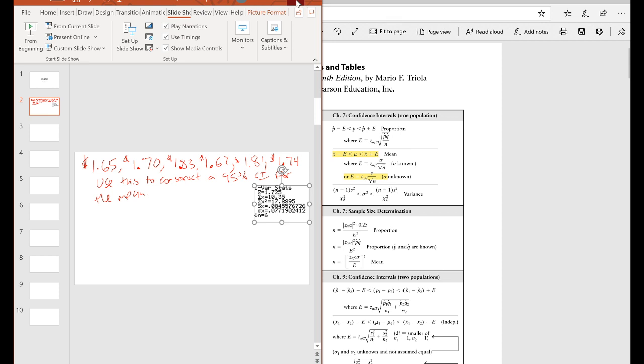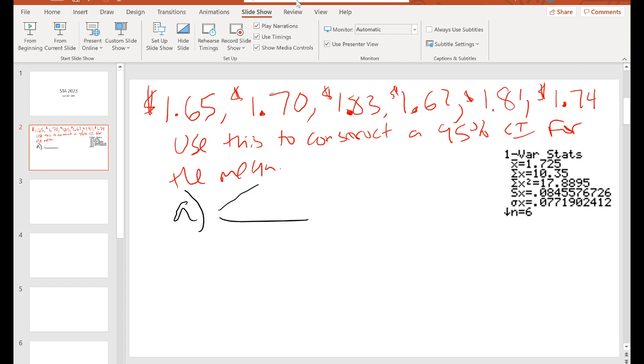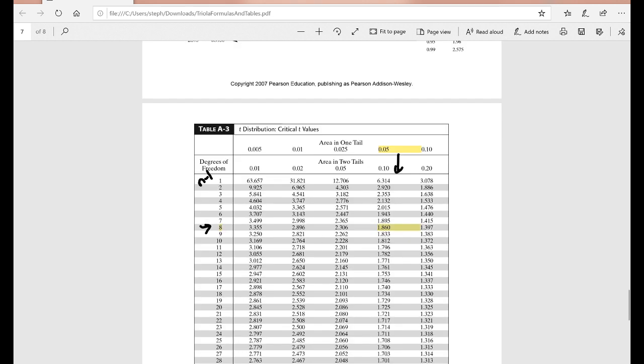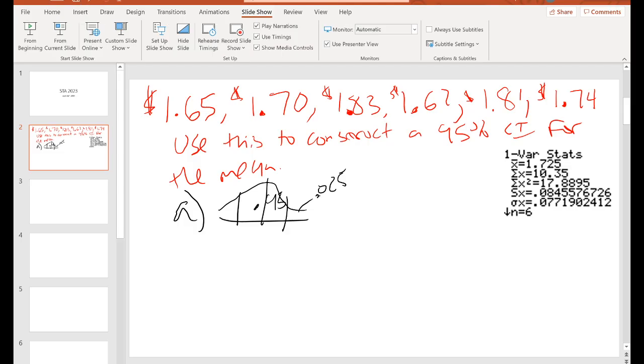So part A is draw a picture. Part A is draw a picture. This inside part is 0.95. Makes the outside part 0.025. We got to go to our T-score chart, which is going to require us to use degrees of freedom as n minus 1. What was our n? Our n is 6. So if n is 6, degrees of freedom is 5.